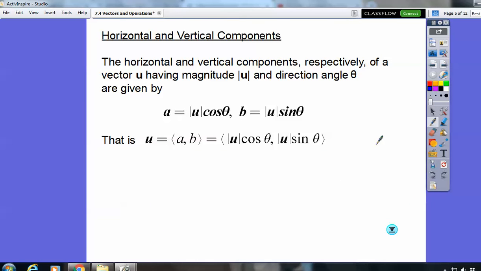Next thing I want to talk about, we can be asked to find horizontal and vertical components of a vector. So a and b have to satisfy this. a is equal to the magnitude times the cosine of the angle. b is equal to the magnitude times the sine of our angle. Really, if you think about our unit circles, this was kind of like this. The unit circle had a radius of 1, so the magnitude was 1. The x was our cosine, the y was our sine. So it is actually a form of this.